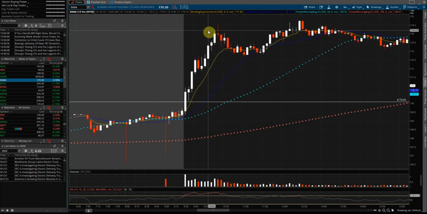But yeah, if you're swinging something, you can just watch this 9 EMA. You can watch the price action. I mean, you can wait till the 9 EMA breaks.